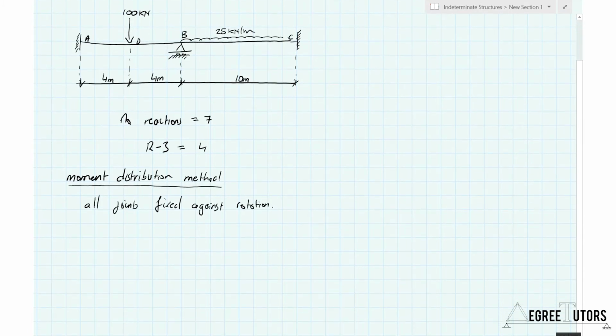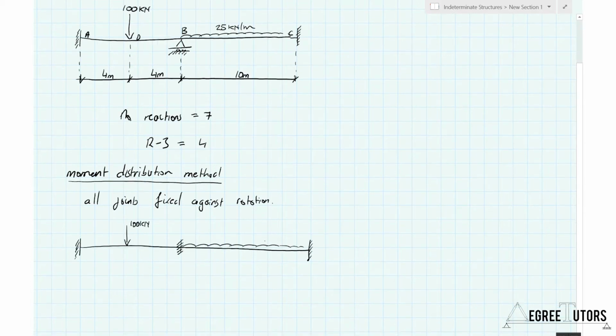Right, so if I was to draw the structure again, but I'm fixing all joints, well, I notice that joint A is already fixed, so that's fine. Joint C is already fixed, so what I'm going to be doing is fixing joint B. So this was already fixed. This one was already fixed.